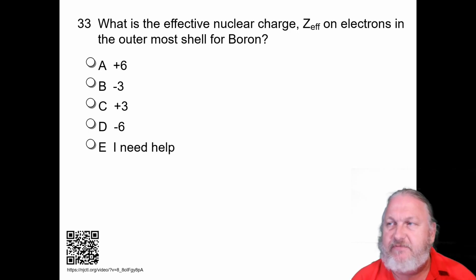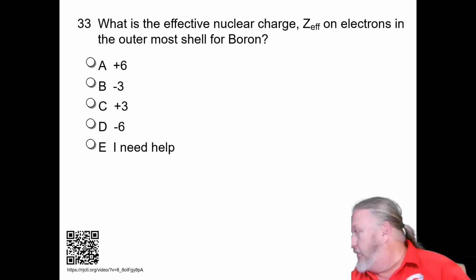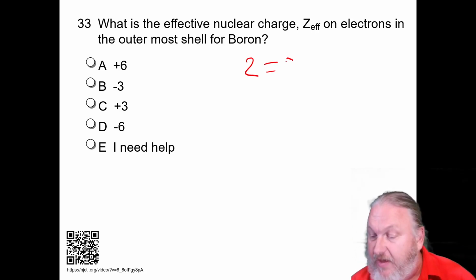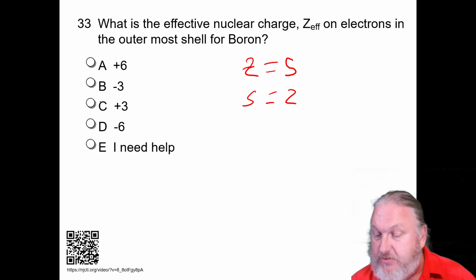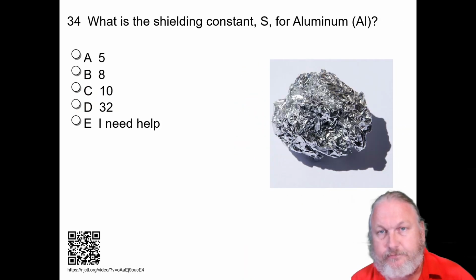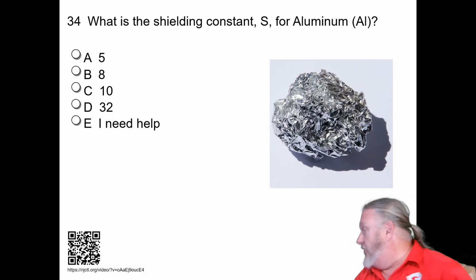What is the effective nuclear charge, or the Zeff, on electrons in the outermost shell for boron? Boron, the Z number is 5, right? So Z equals 5. And the S, the shielding electrons, is 2. So again, the Zeff on this is going to be positive 3. C. What's the shielding constant for aluminum?